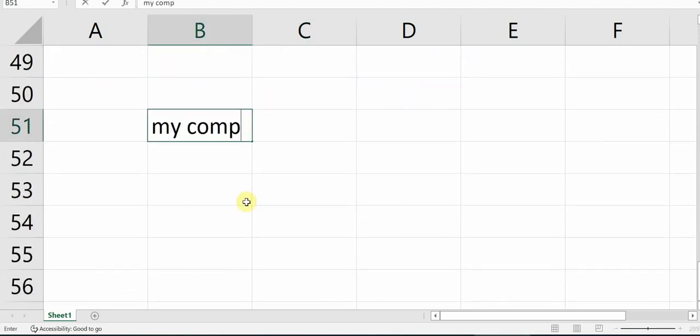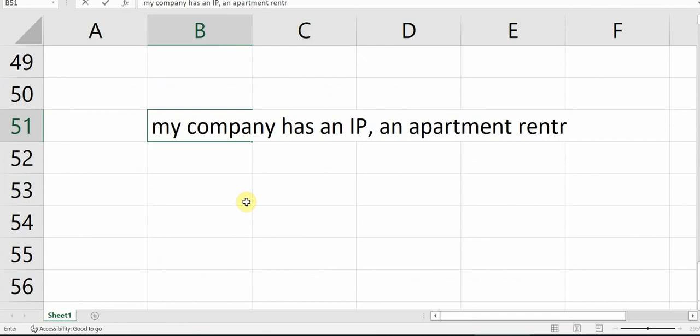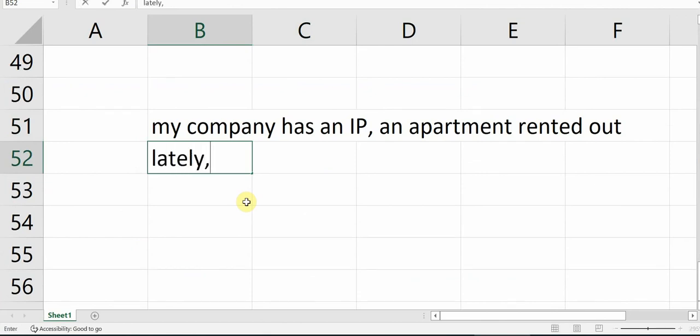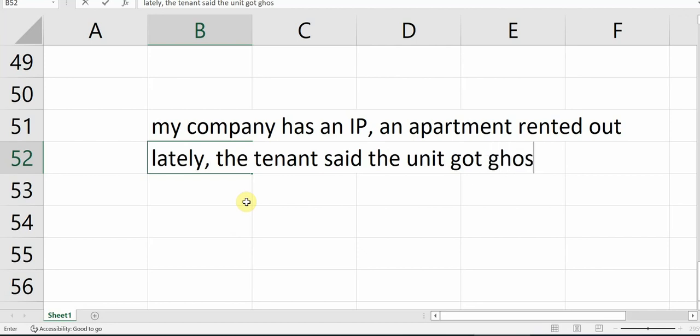Okay, so let's say my company has an investment property, which is an apartment, rented out. Lately, the tenant, who is the customer, said the unit is haunted. I mean, in the exam they will not put things like this, but in real life it can happen, isn't it? The unit is haunted.